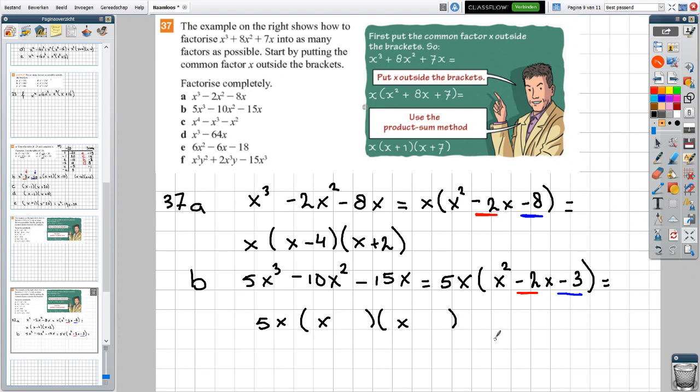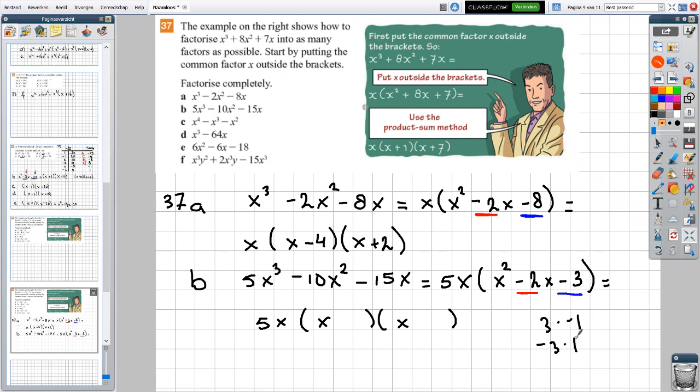Which numbers can I try? Well, I don't have that many numbers to try in this case. I think the only possibility that I can use are combinations of 1 and 3, right? So in this case I can use plus 1 minus 3 or minus 3, right? I can use this combination or I can use this combination, because those give me the product of -3.